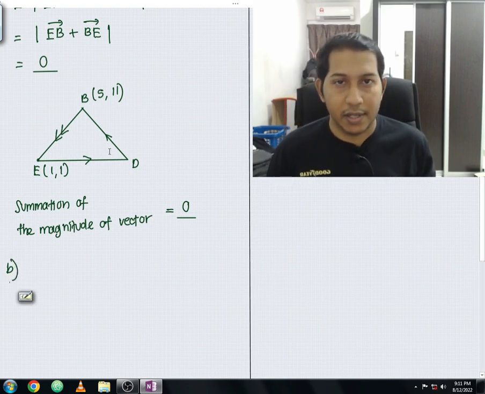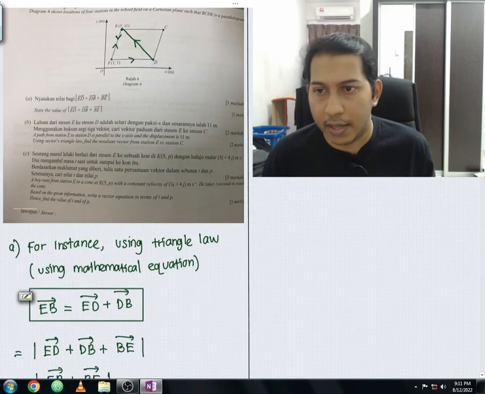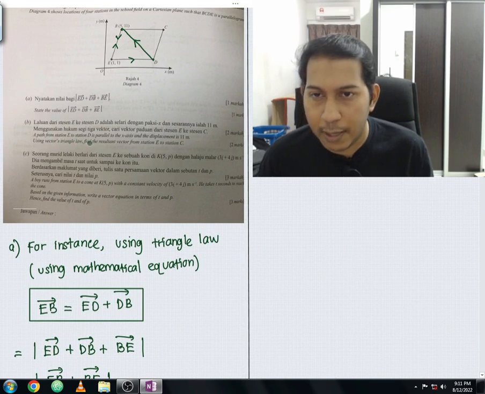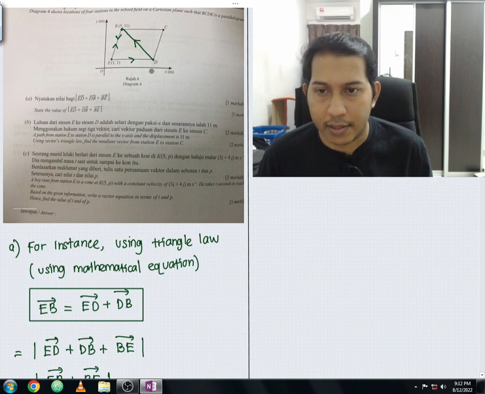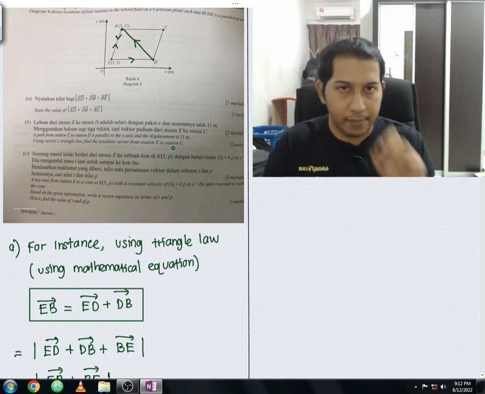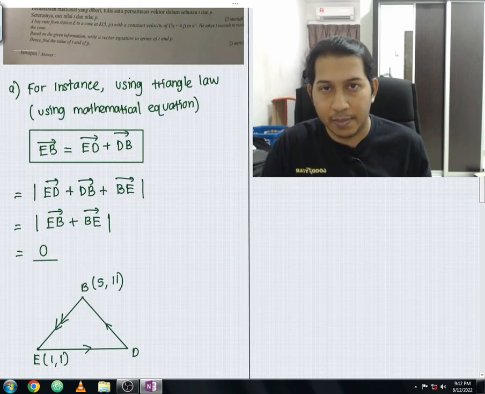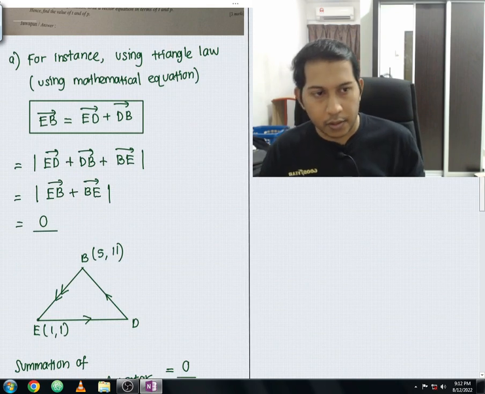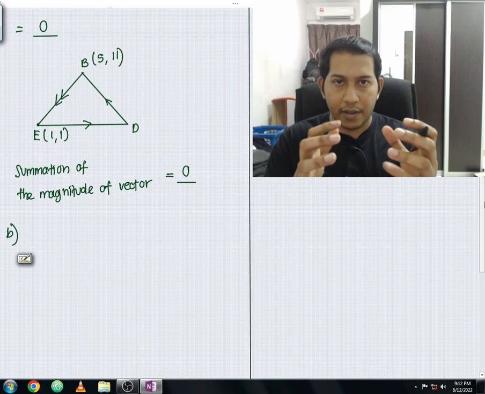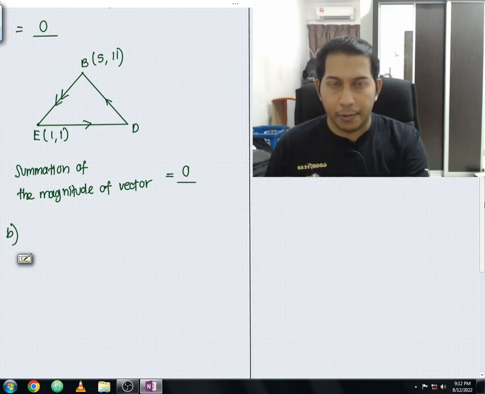So let me proceed with our discussion for question part B. Let me read the question part B. They said a path from station E to D is parallel to the x-axis, and they already tell us that the displacement is 11 meter. That is our first clue, guys. Please take note, displacement is 11 meter.